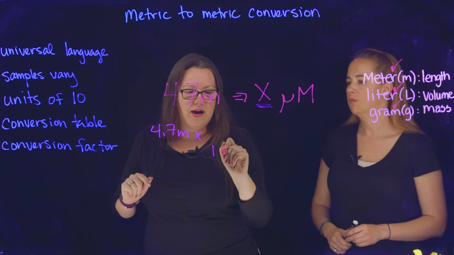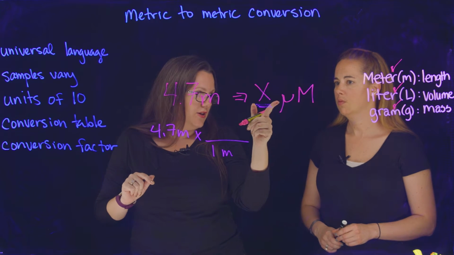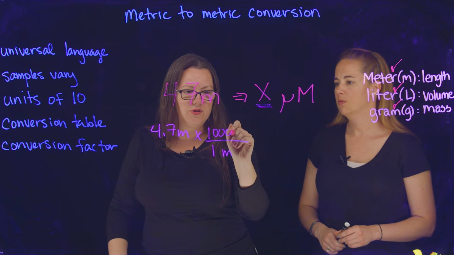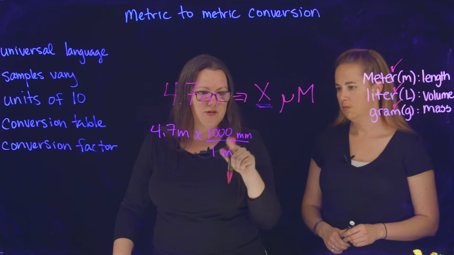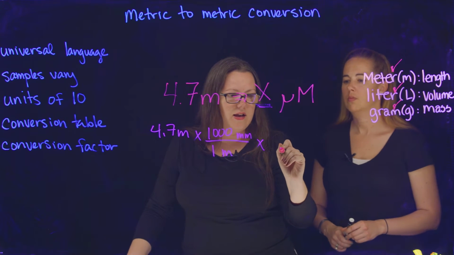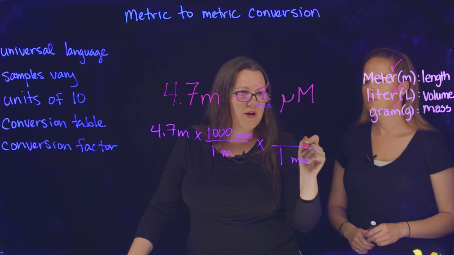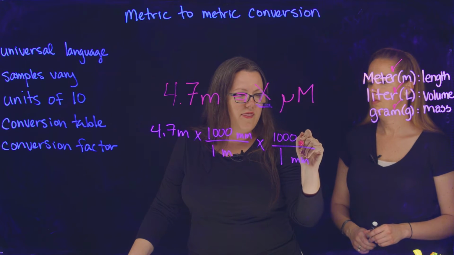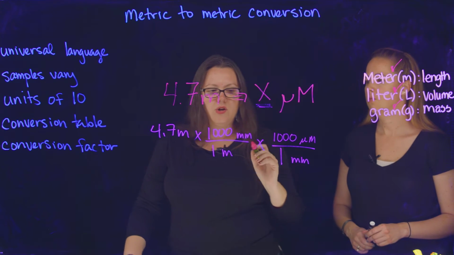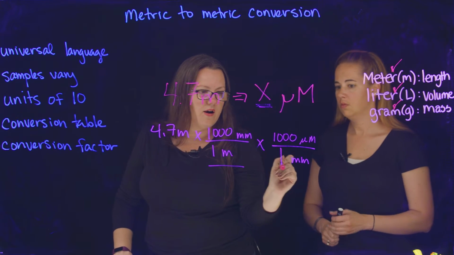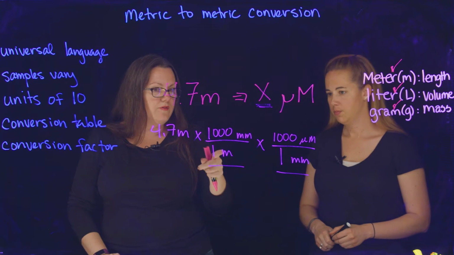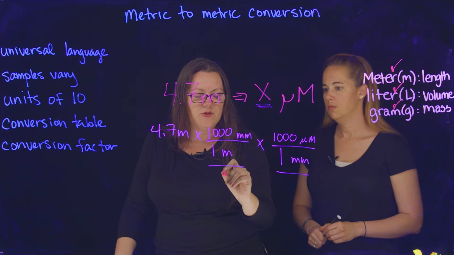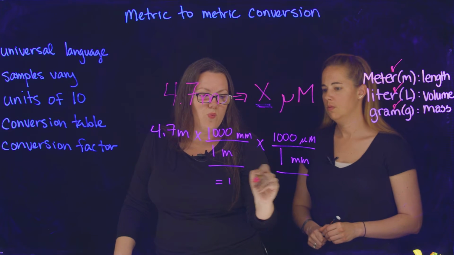I want to think about converting meters to a smaller scale of unit. So 1 meter is equal to 1,000 millimeters. Then I have to go even smaller than that. I have to think about 1 millimeter and how that relates to micrometers. 1 millimeter is equal to 1,000 micrometers. So these are my conversion factors. One of the important ideas about a conversion factor, and the reason we can use them in the way that we do, is because this conversion factor equals 1.